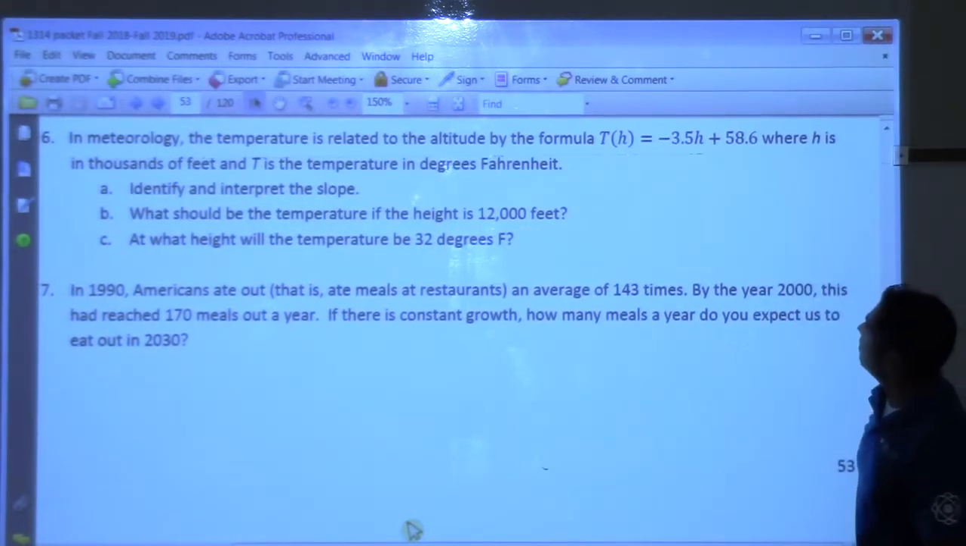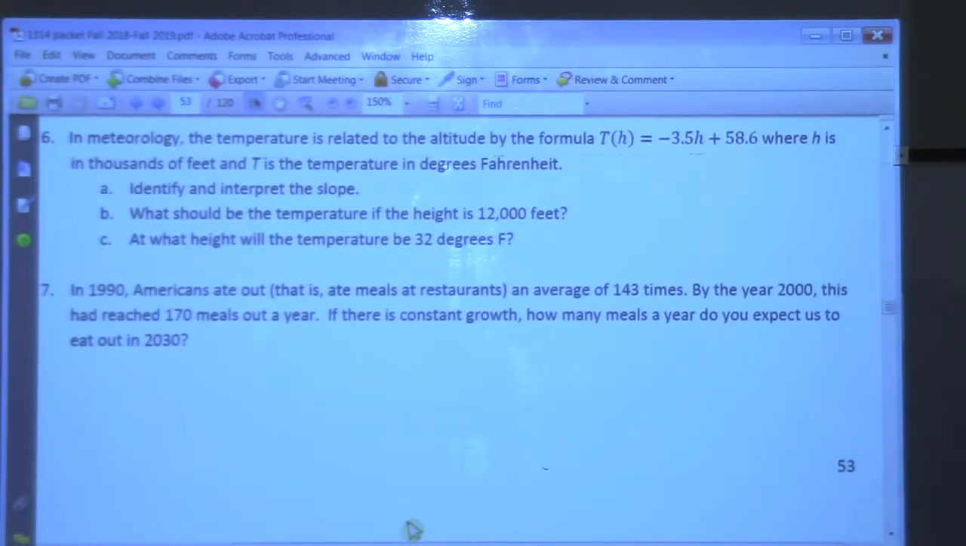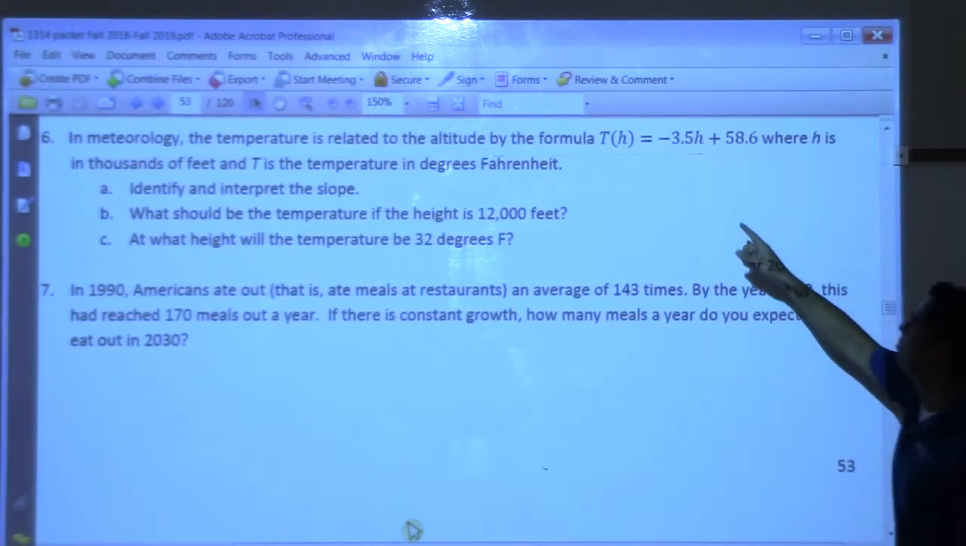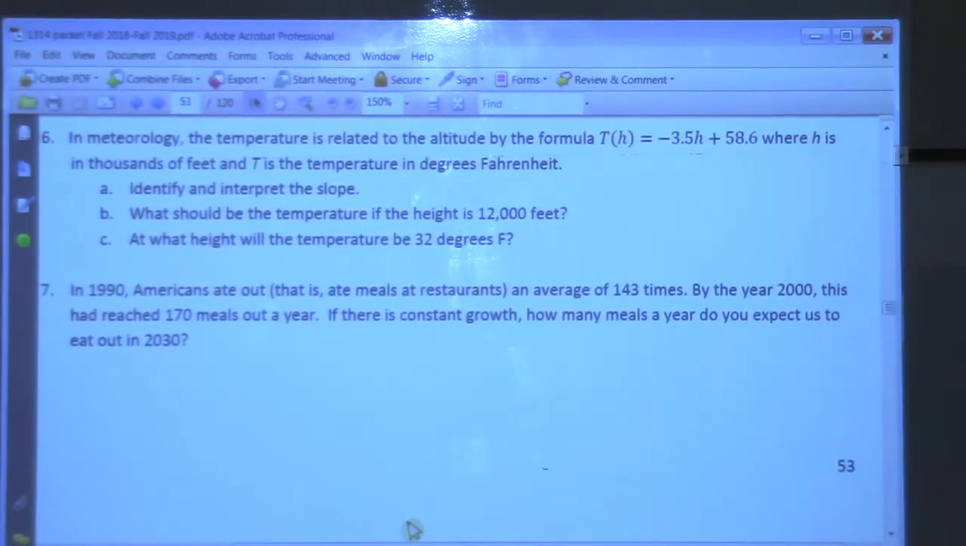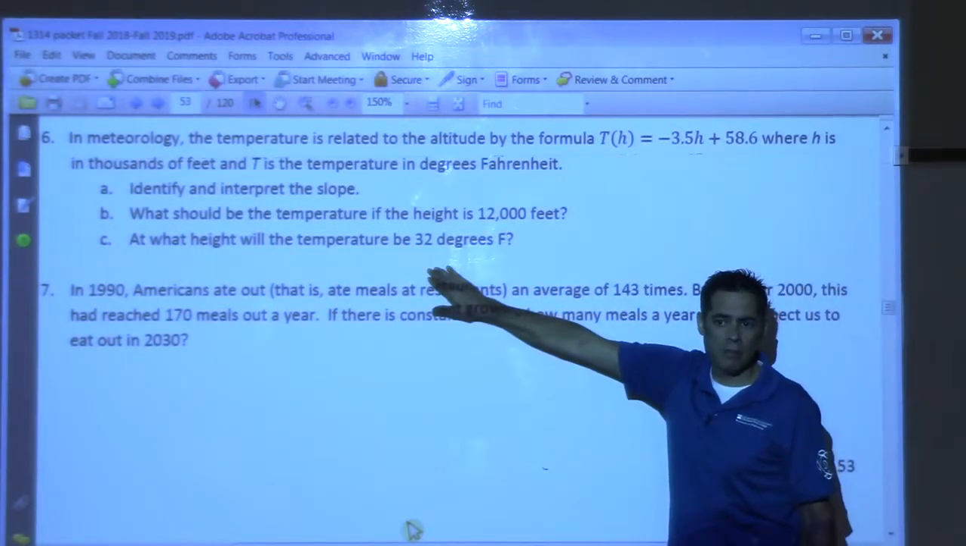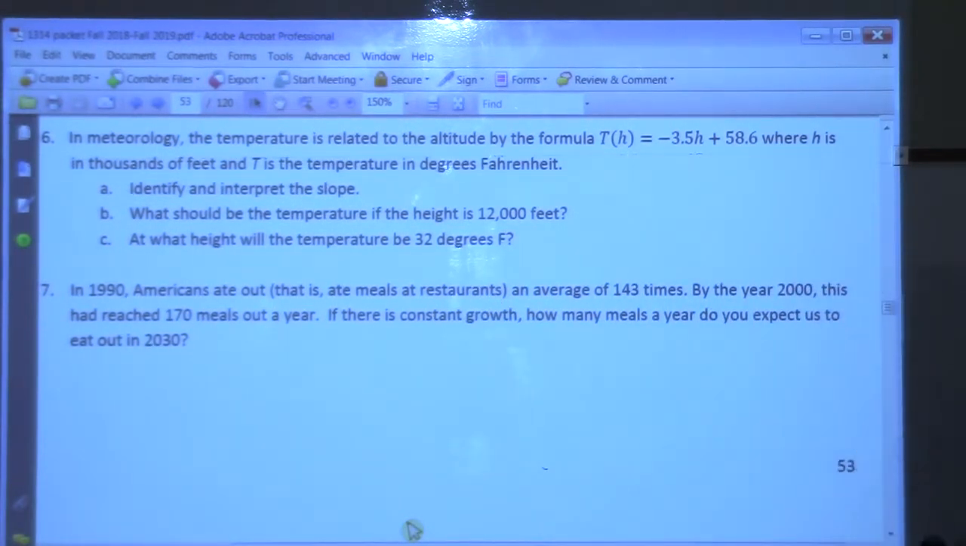And then what is the 58.6? Oh, it doesn't ask for that. Never mind. Part B, what should the temperature be at a height of 1,200 feet? What are you going to do with that? 1,200, you plug it in for H. Okay? At what height will the temperature be 32 degrees Fahrenheit? Set this equal to 32. I'm not going to go through that work.